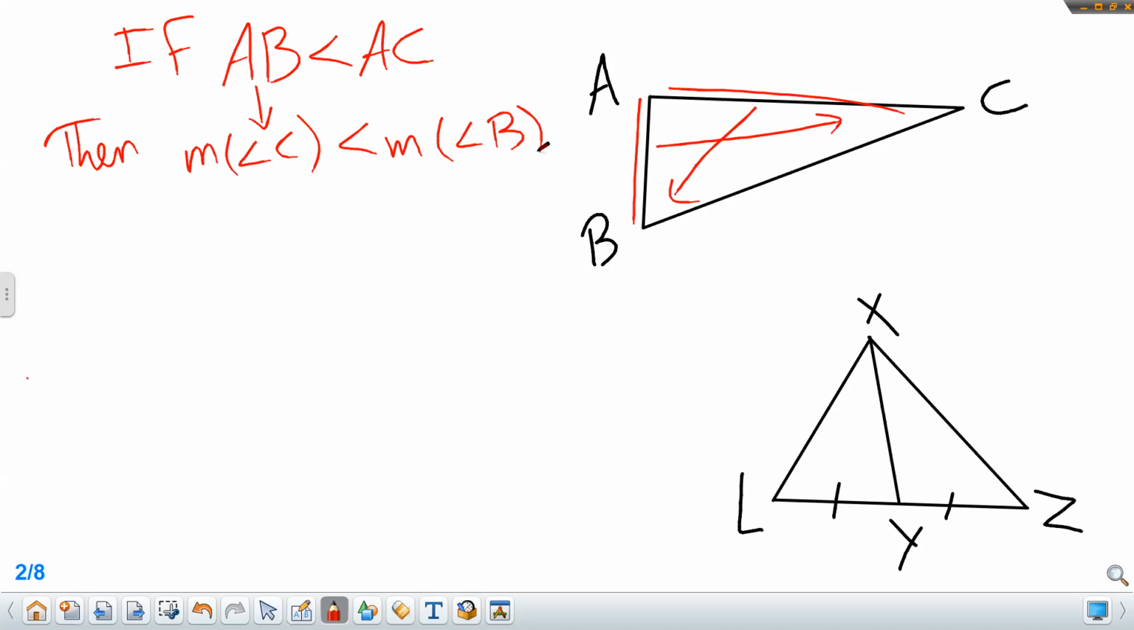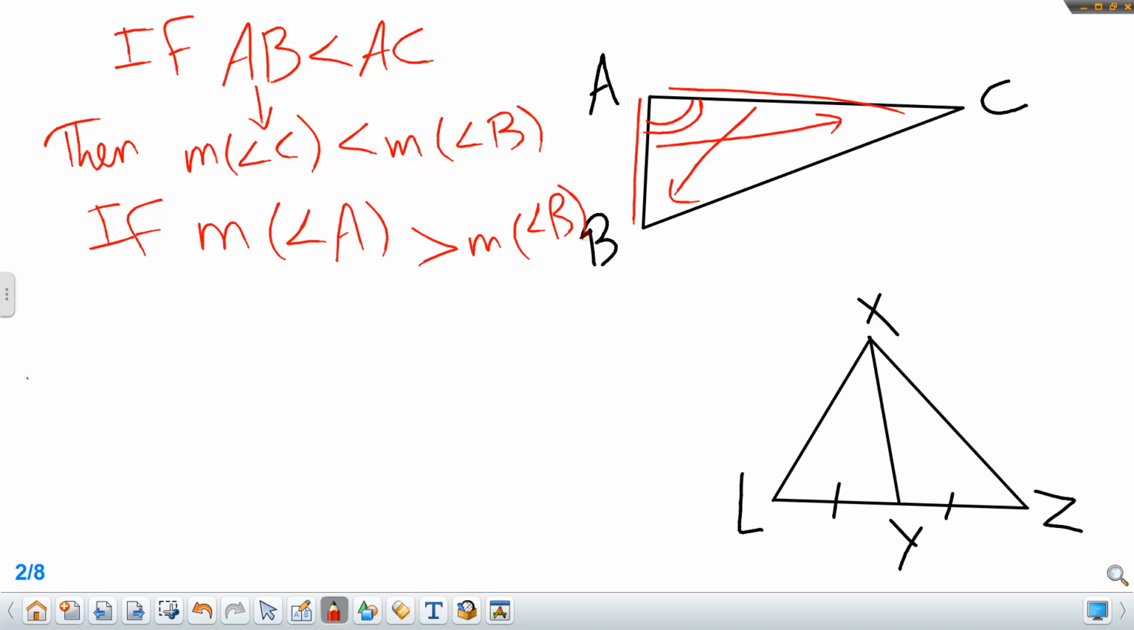Okay. And if we said measure of angle A bigger than measure of angle B, we can say the side opposite to the bigger angle is greater than the side opposite to angle B. So which of the three sides is opposite to A? It is BC. Good. Bigger than the side opposite to angle B, which is AC. So we can say BC bigger than AC. This is inequality in one triangle.